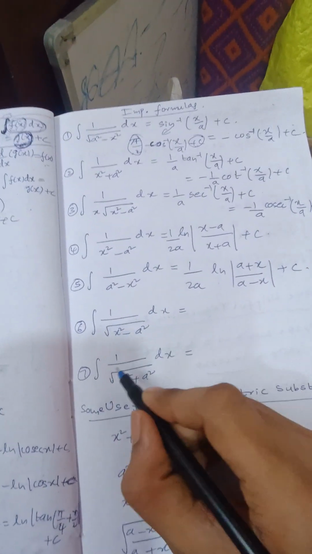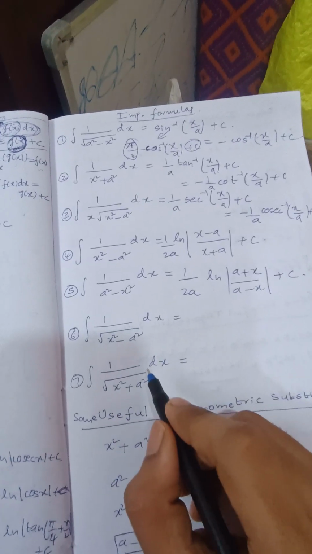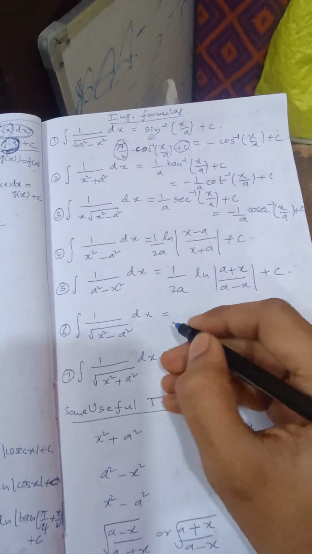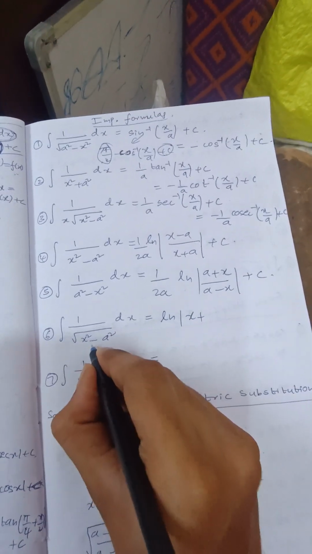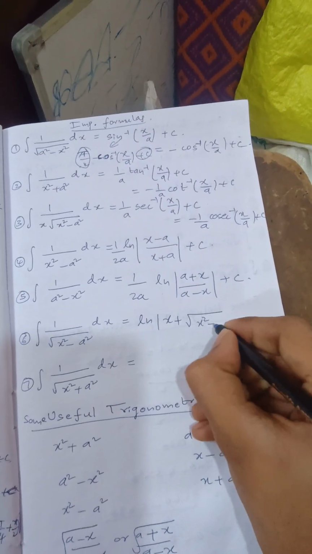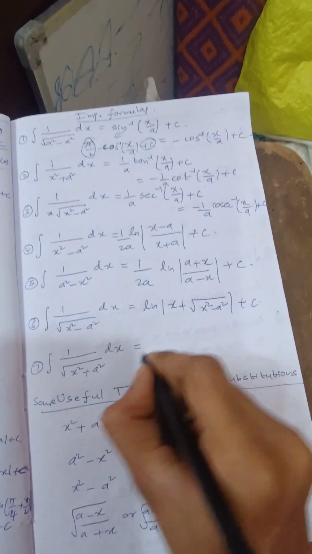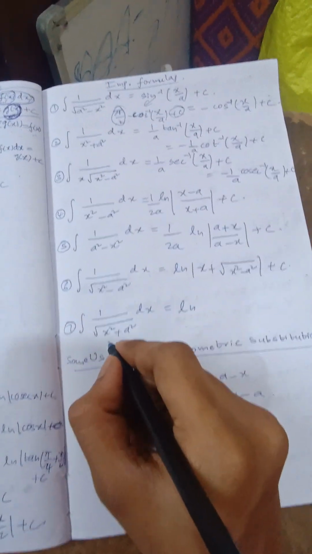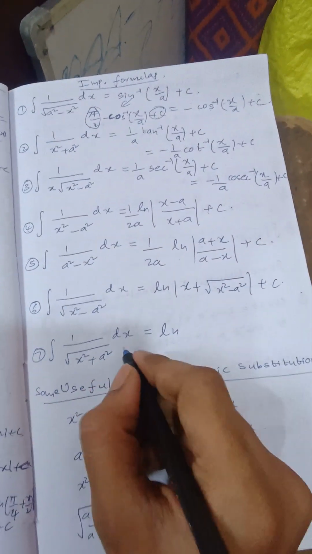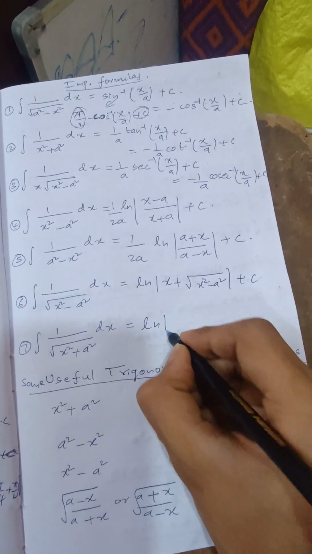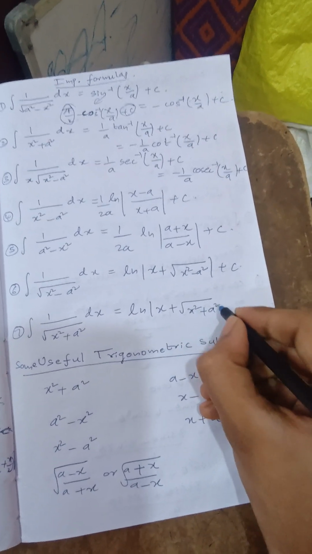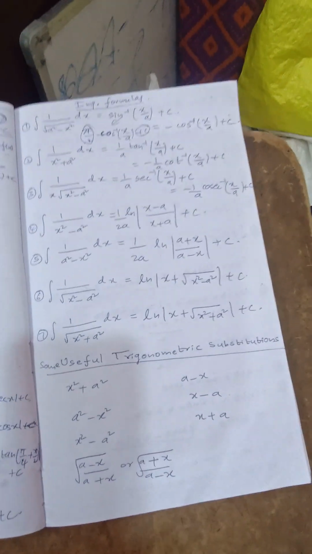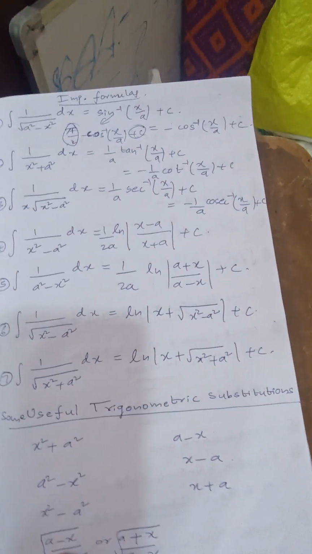And now coming to integration of 1 by root x square minus a square dx. Similarly, we have to write ln mod x plus root over x square minus a square plus c. Similarly, integration of 1 by root x square plus a square dx, we have to write simply ln mod x plus root over x square plus a square plus c. These are some of the important formulas.